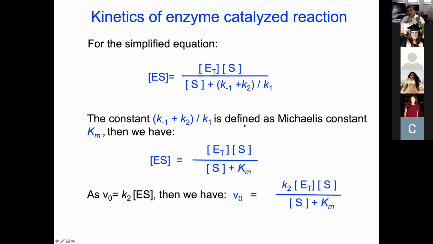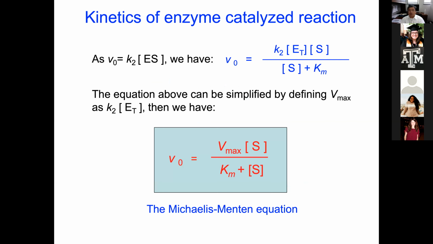So first we need to know what the steady state assumption is, and then you will know how we derive the equations. You need to know the definition of Km, and the meaning of Vmax, and of course you need to remember this equation, the Michaelis equation, and apply it to solve problems. Any more questions before I move on? Are there any other questions?